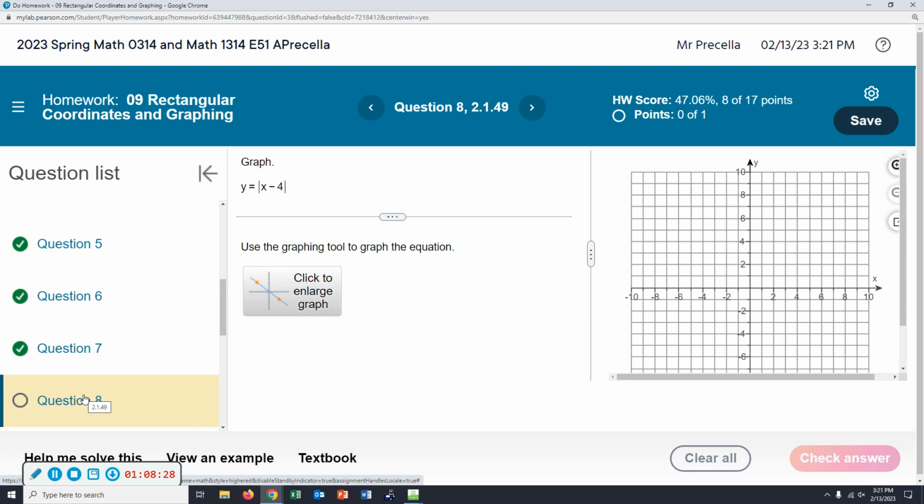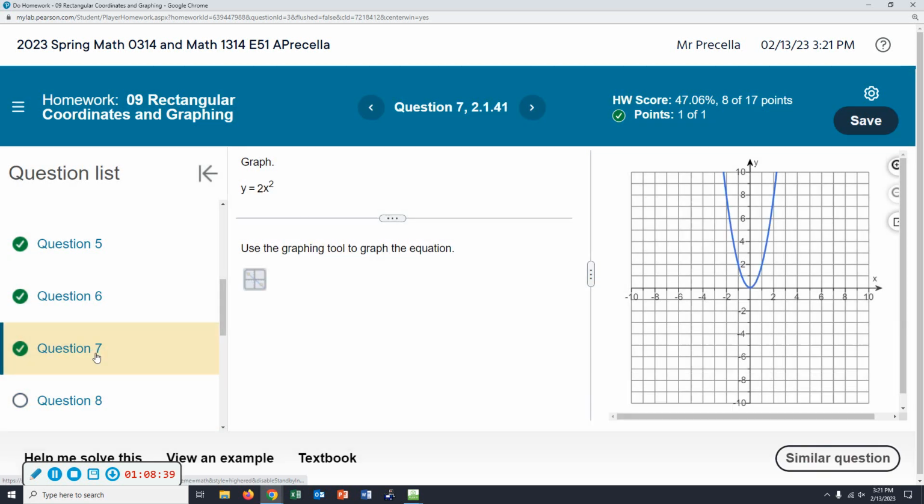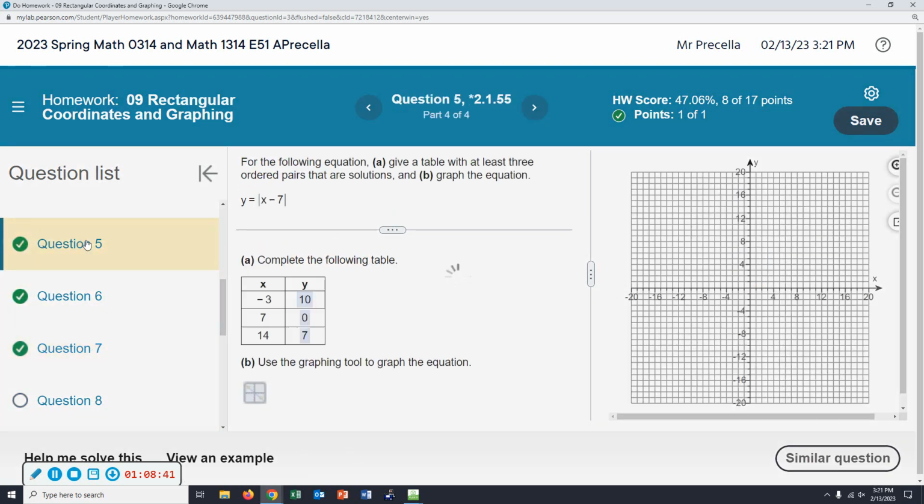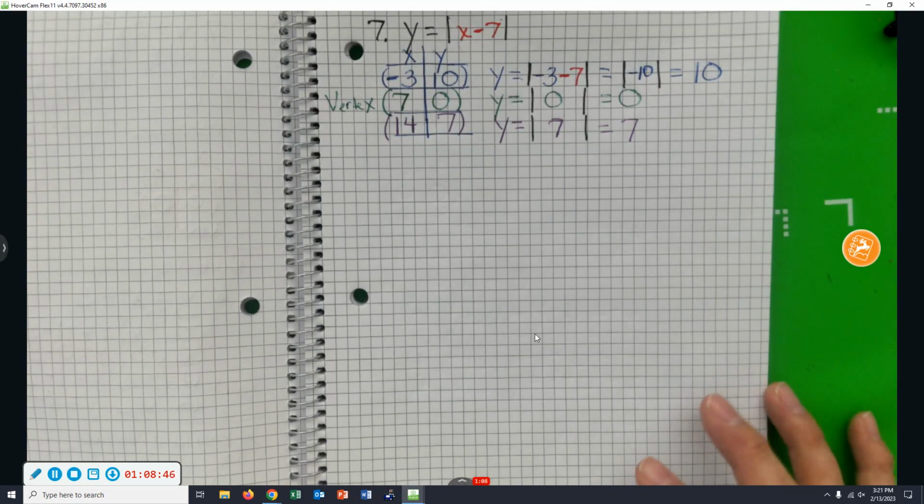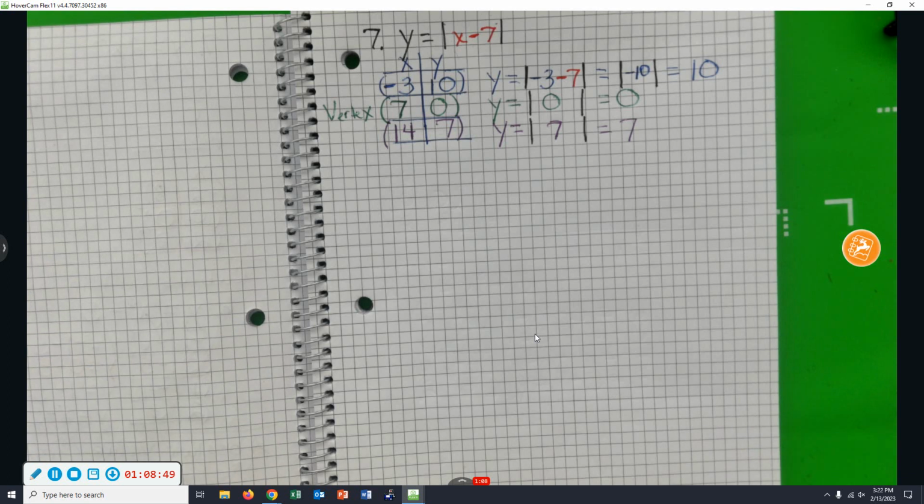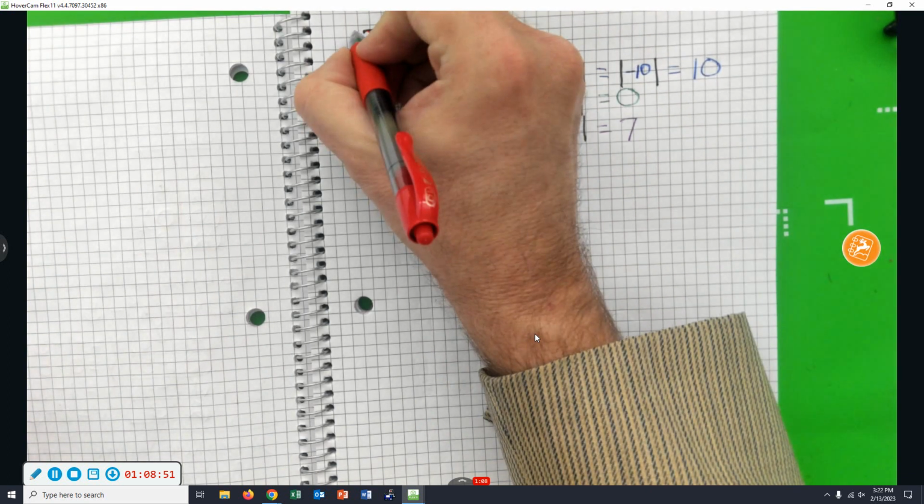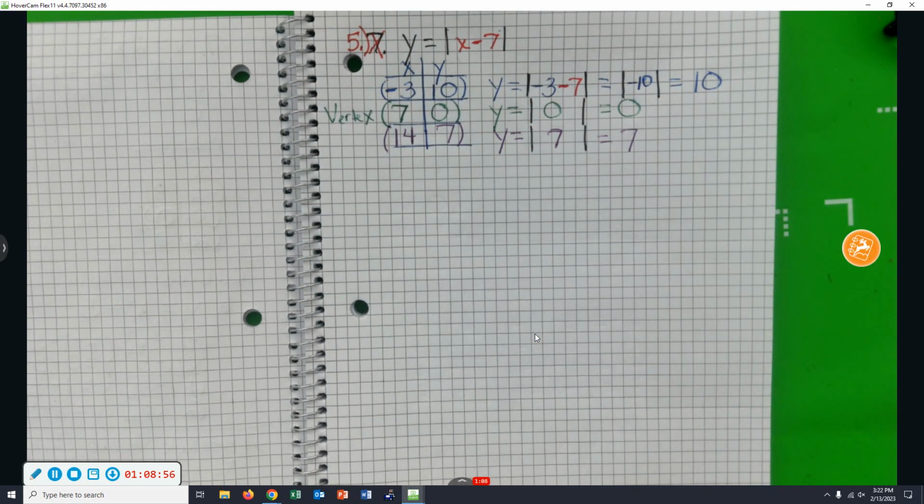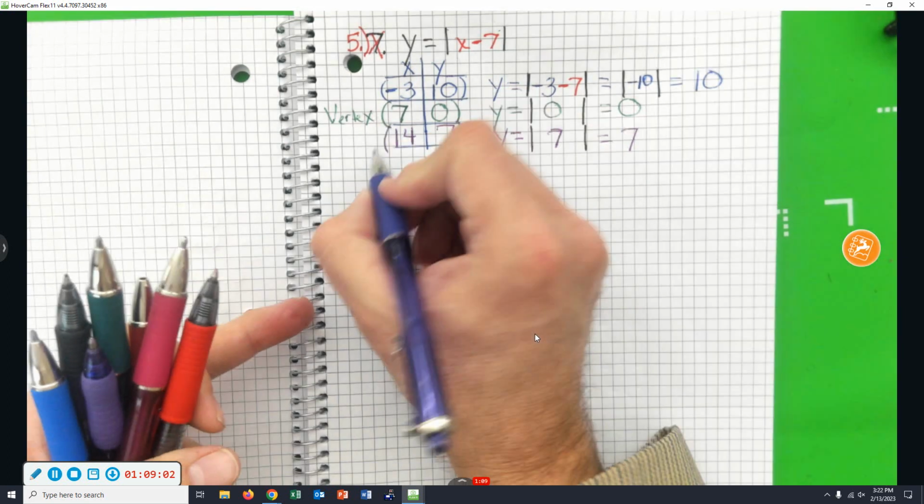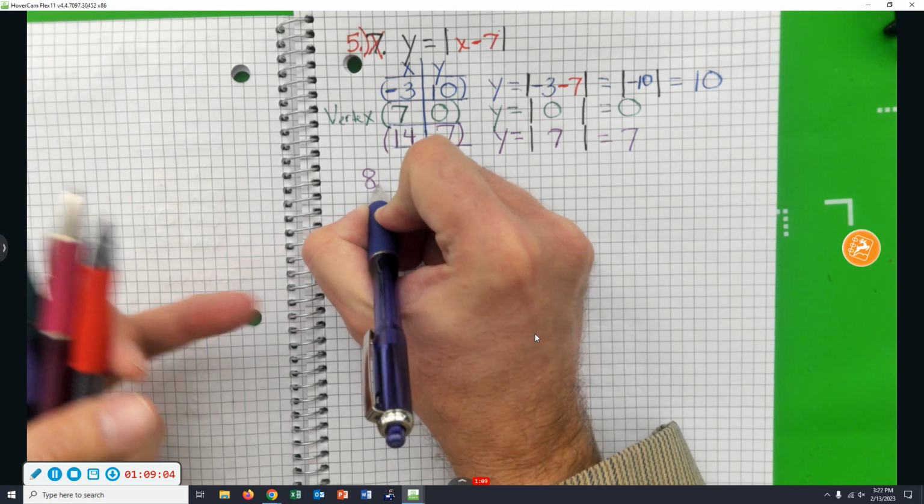Well, this is problem number, you know what? I need to look back. I messed up. Oh gosh. This is not number 7 I just did. It was number 5. I'm sorry about that. Okay, it was number 5. Okay, the absolute value one. And the other absolute value one is problem 8.